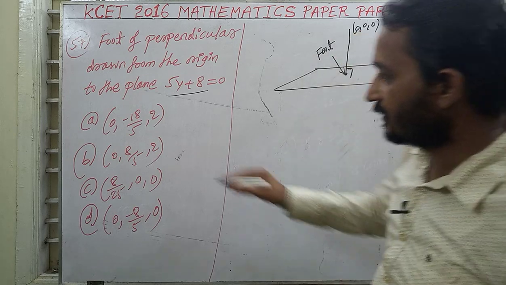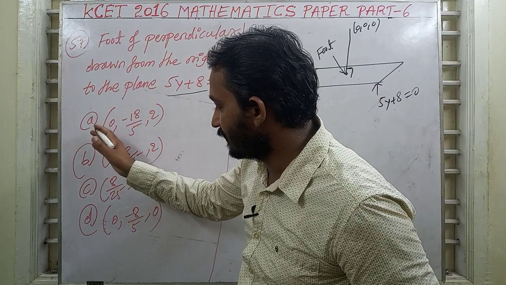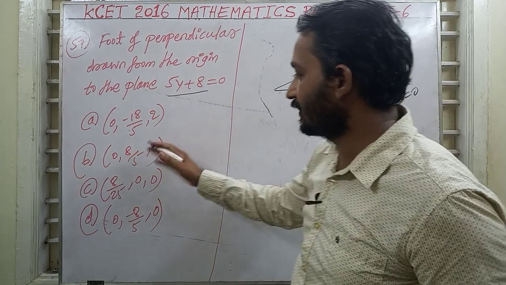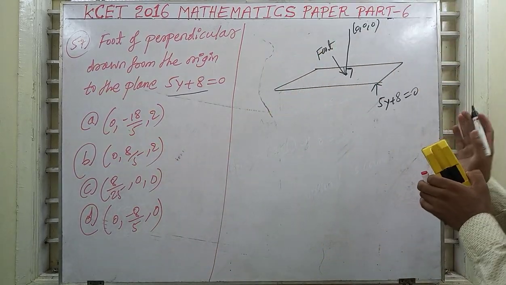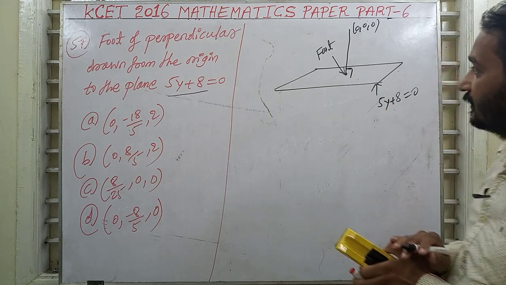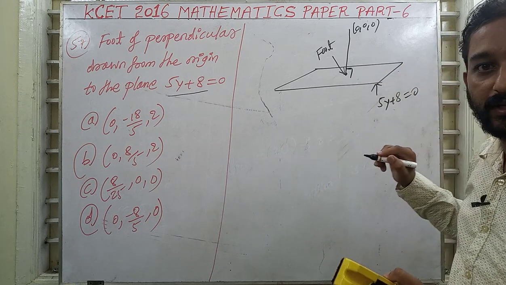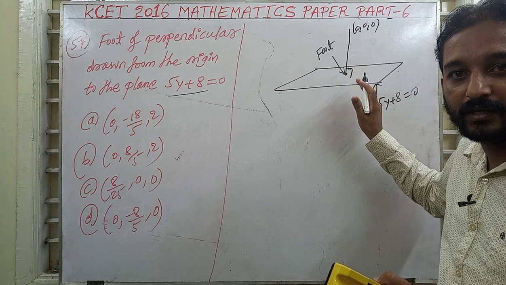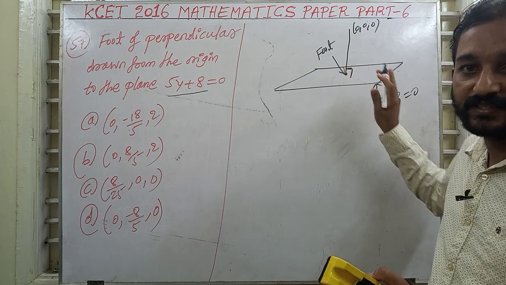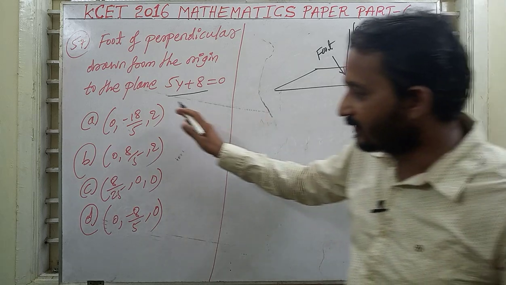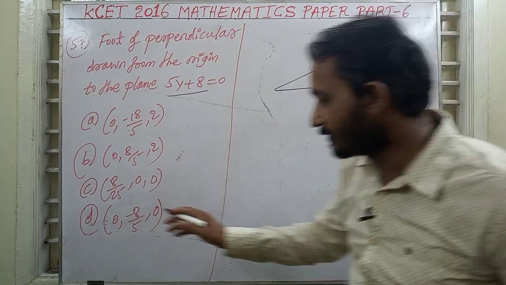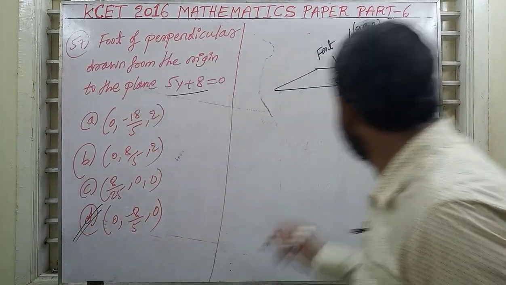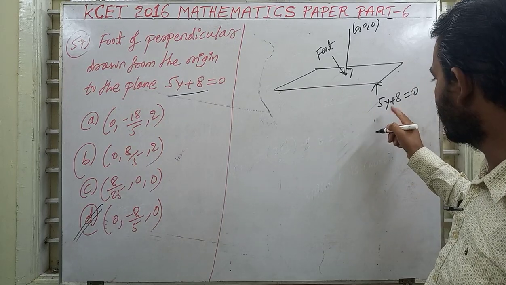So the feet are given in the options. Whether option A is correct, or B, or C, or D, we can see from this figure that the foot lies on the plane. The foot lies on the plane, nothing but the foot satisfies the plane equation. So in this case, which option satisfies the plane equation? That is the correct answer. So option D is the good answer in this case. So substitute option D.